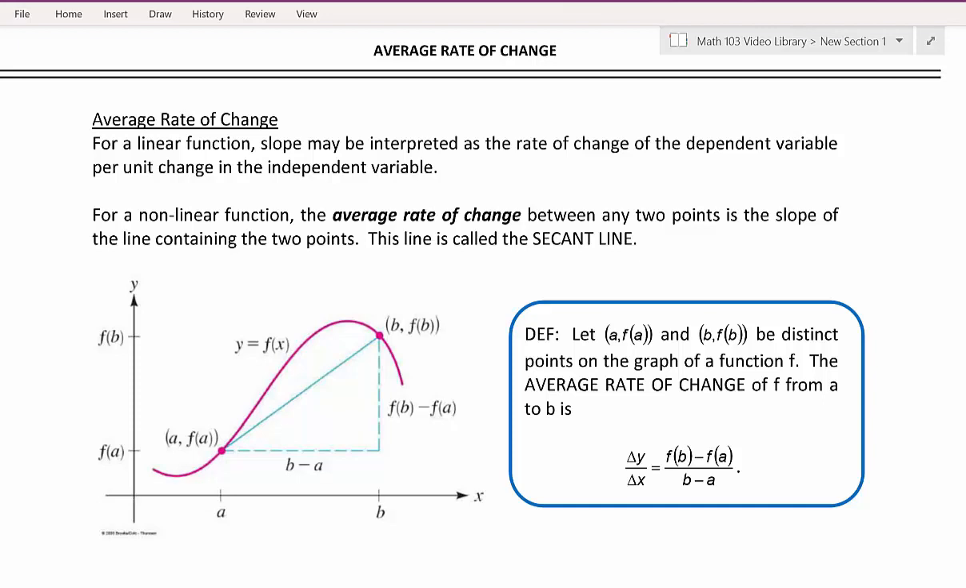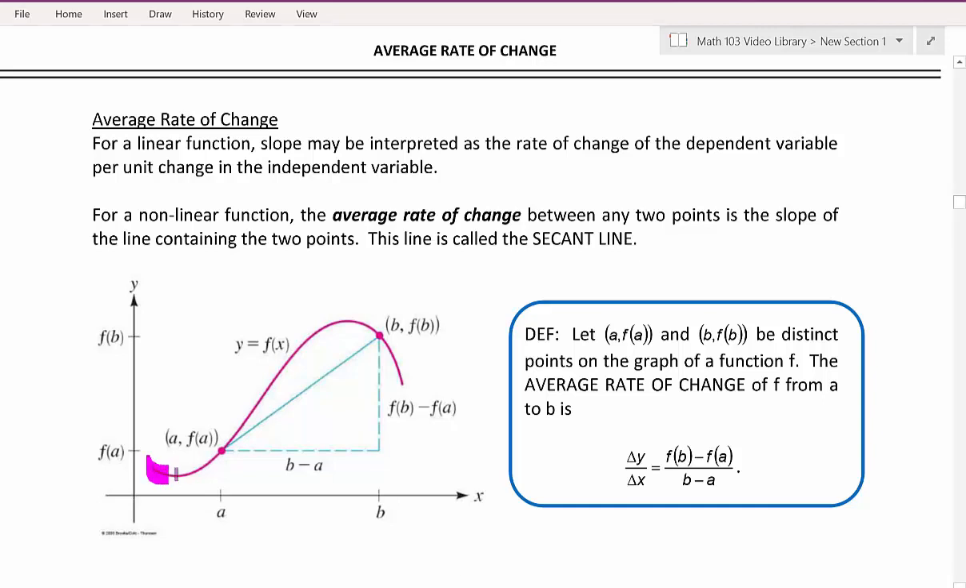In this video, we'll be discussing average rate of change. For a linear function, slope can be interpreted as the rate of change of the dependent variable per unit of change of the independent variable, x being our independent variable, y being our dependent variable. For a nonlinear function, which is anything that isn't a line, the average rate of change between any 2 points is the slope of the line containing the 2 points. This line is called the secant line.